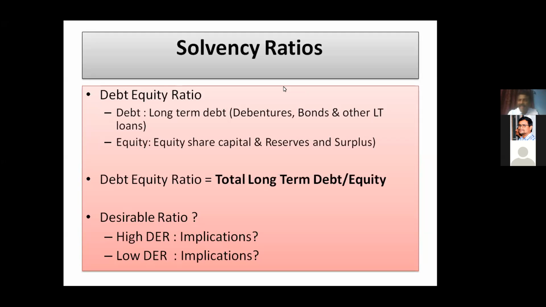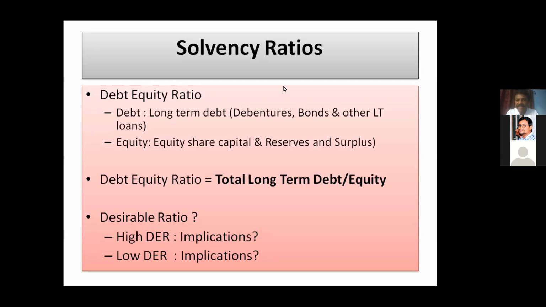Now, debt comes in the form of debentures, bonds, and other long-term loans. Term loan ella debt alli barutte. Equity comes in the form of equity share capital, reserves and surplus. We have understood yesterday the meaning of reserve and meaning of a surplus. All together we call it as equity.